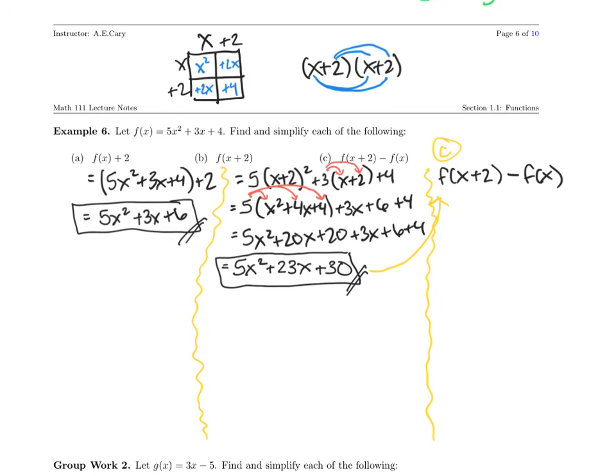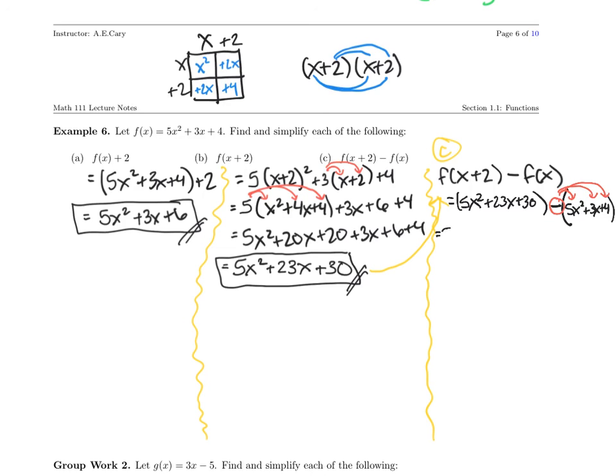I'm also going to shift this over a bit. It's going to look like 5x squared plus 23x plus 30. We've already found that. We just did that in our previous answer. Minus, ooh, I'm going to run out of space. 5x squared plus 3x plus 4. Yep, kind of ran out of space. So now that I have that, I'm going to do what I can with distributing this negative. We did that on our previous page.